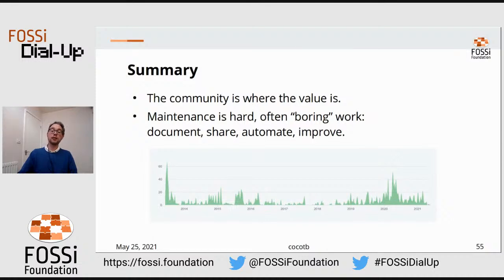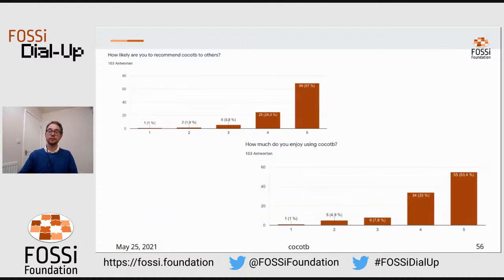To summarize, the community is where the value is. That's the thing you need to care about, and that's where most of the effort of maintenance goes. It's not into writing code. It's about documentation. It's about sharing knowledge. It's about automation, and it's about improving the small and little things that are potentially painful for people to get started. And if you do all that, you get rewarded.